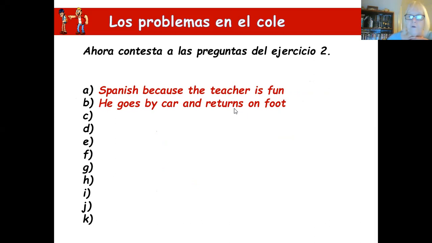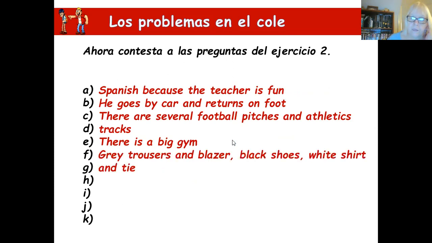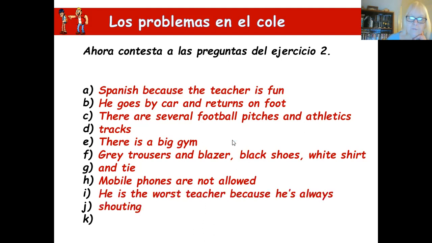So vuelvo, that was I return. There are several football pitches and athletics tracks. There is a big gym. Grey trousers and blazer, black shoes, white shirt and tie. Mobile phones are not allowed. He's the worst teacher because he's always shouting. She is a bit boring.